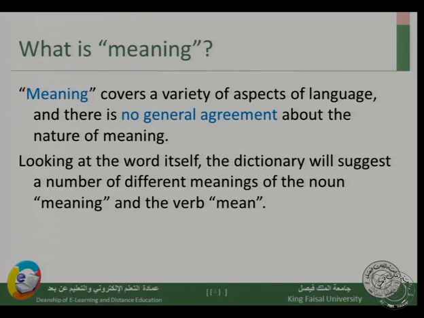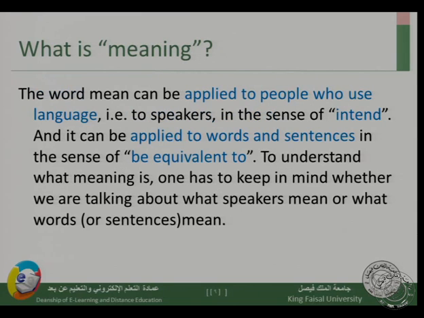Of course, through the studies we do in semantics, we have reached some good points, as we have some good understanding of meaning, but still there are many points of conflict and many points of difference. There is no general agreement about what meaning is. Looking at the word itself, if you take the word meaning or the verb mean and you look it up in the dictionary, you'll find different meanings of mean and different meanings of meaning.